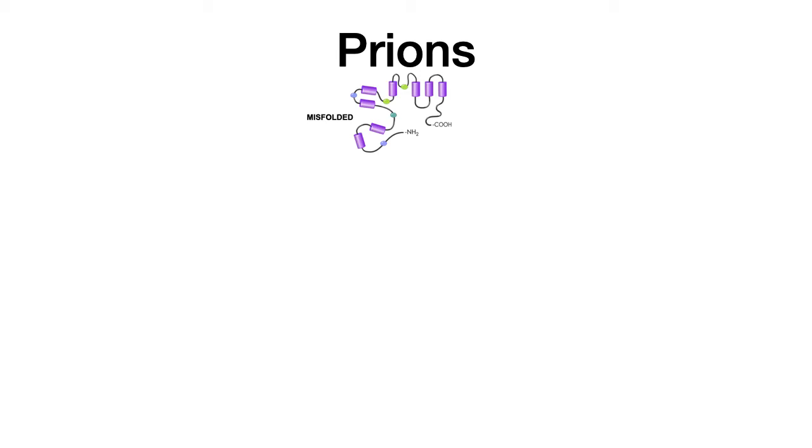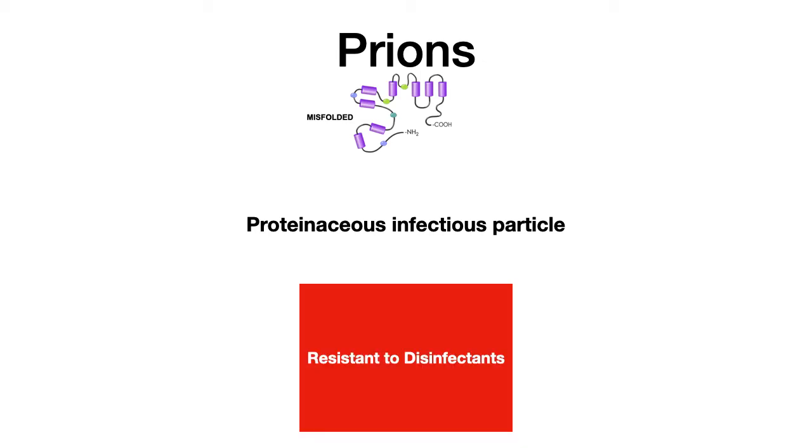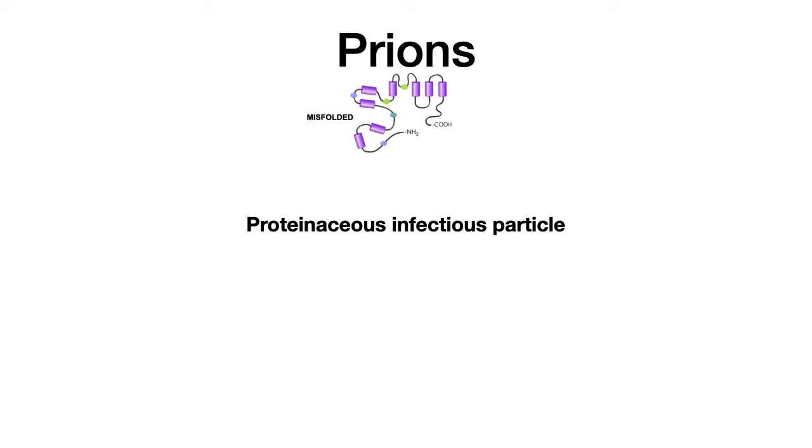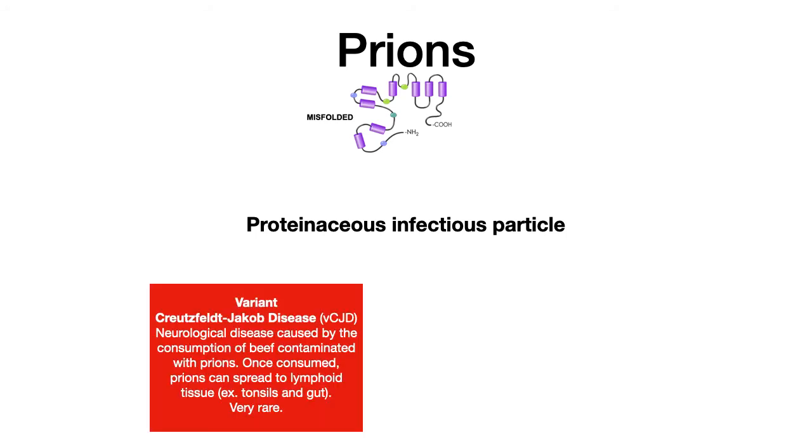Lastly, let's talk about prions. These are misfolded proteinaceous infectious particles, and these prions are resistant to disinfectants, and these come from infected meat, and they could result in a variant of Creutzfeldt-Jakob disease. It is a very serious neurological disease caused by the consumption of beef contaminated with prions, and this is fatal.